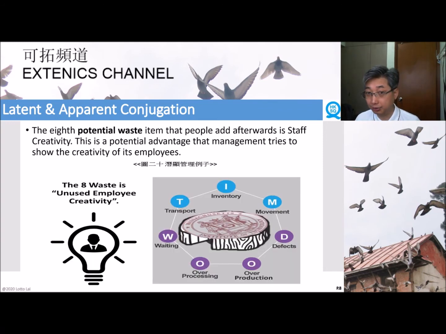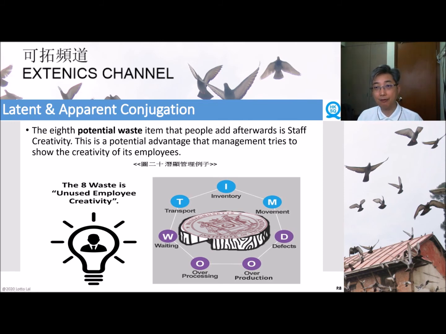At the end, the 8th potential waste item that people added afterwards is staff creativity. It is a potential advantage that management tries to bring out from the creativity of its staff. The 8th waste is unused employee creativity.